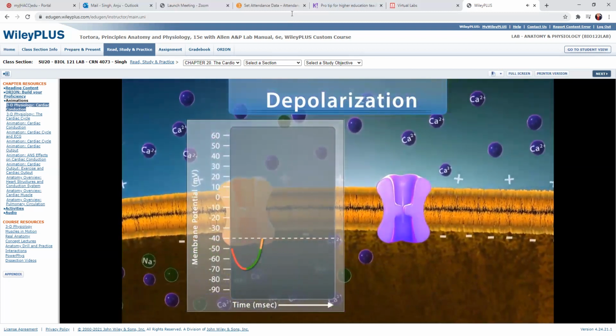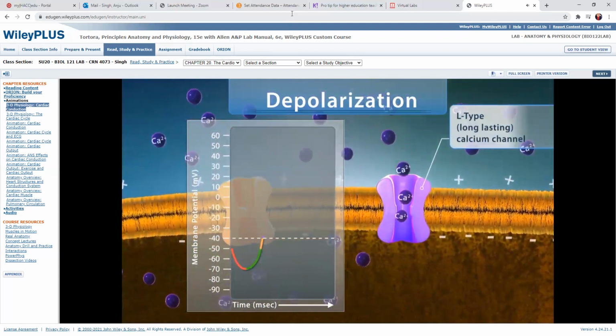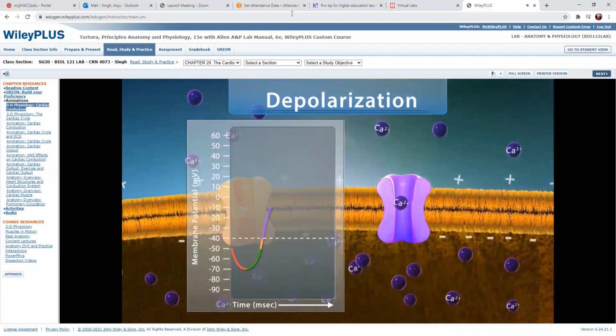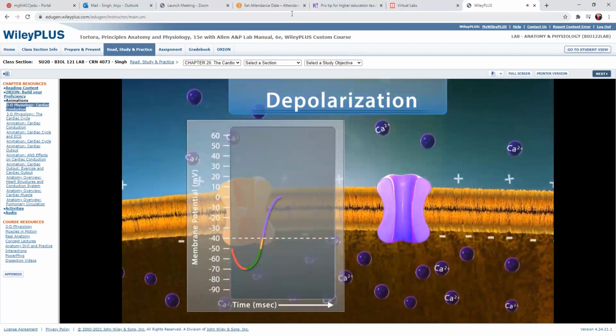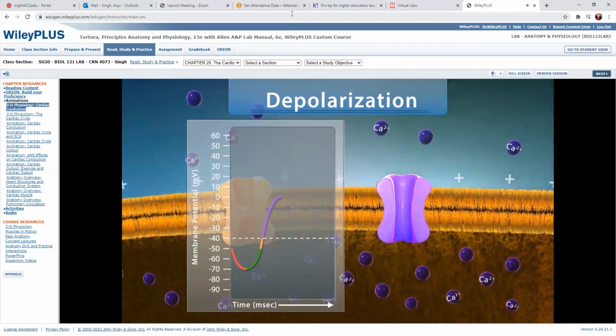Then another type of calcium channel, known as the L-type channel, opens to allow the rapid inward diffusion of calcium ions. This causes the membrane of the autorhythmic cells to depolarize to 0 millivolts, as negative charges inside the membrane are canceled by the addition of positively charged calcium ions.